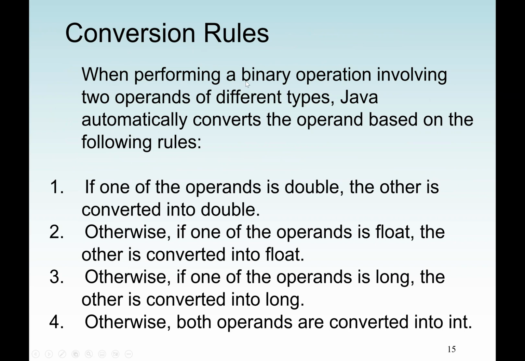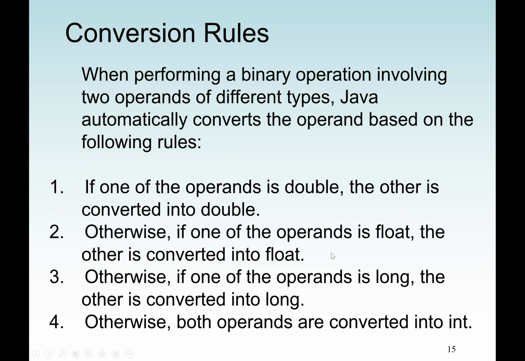Here they say when we are performing a binary operation involving two operands of different types, Java automatically converts the operands based on the following rules. What this means is that, for example, if I multiply a decimal value with a whole number, the answer will be decimal, because decimal has higher precedence than a whole number. This is a built-in rule for the system. So if one of the operands is double, the other is converted into double also, so our final solution will be double.